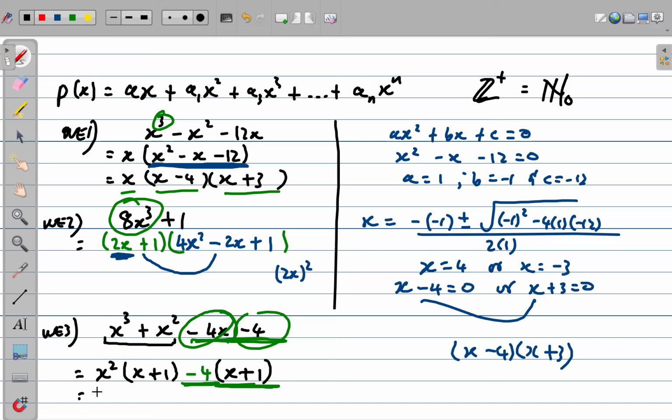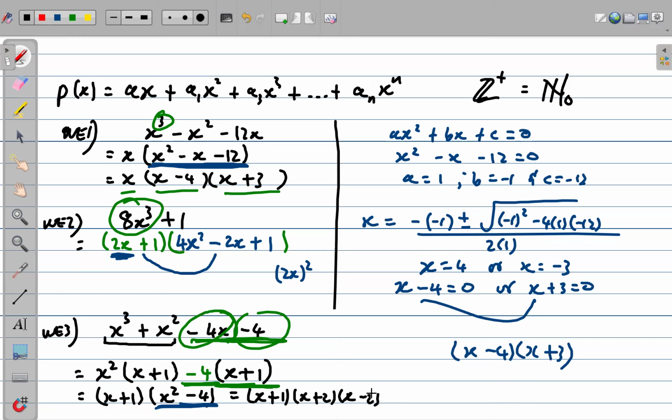Then we're going to factor out the x plus 1 as our common factor, and I'm left with x squared minus 4. And again, I ask the question, can I factorize an x squared minus 4? And the answer is yes, I can, because this is difference of two squares, right? So x plus 1, and then we go x plus 2, x minus 2. Or if you want to start with the x minus 2, that is still fine.